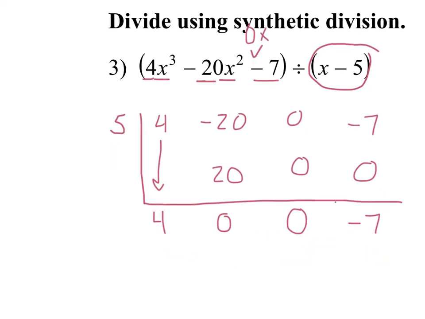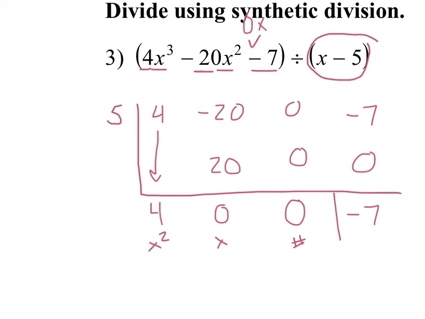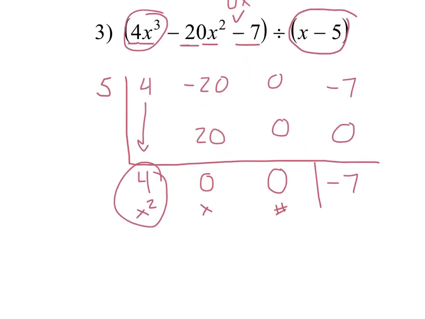So remember, our last number here is always going to be the remainder. And then this is our number, this is our x, and this is our x squared. So it goes in the same order. But we're always going to have one less x term in our answer than what our question had. So since we started with x cubed, our answer is going to start with x squared. So our answer is going to be 4x squared. This is 0, so we don't have an x term, we don't have a number, and it's just remainder is -7.